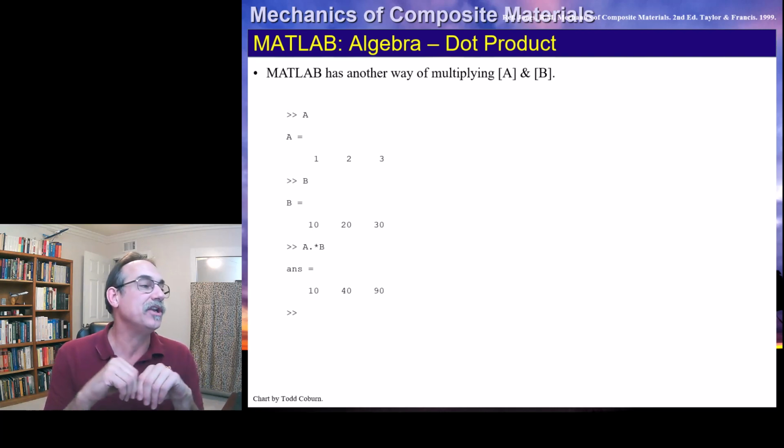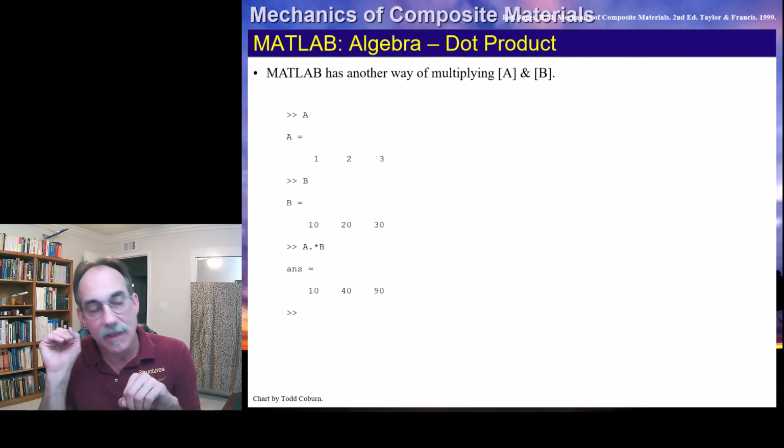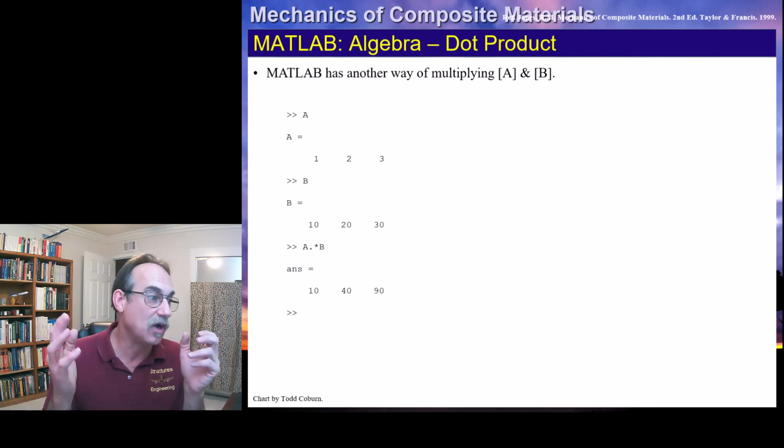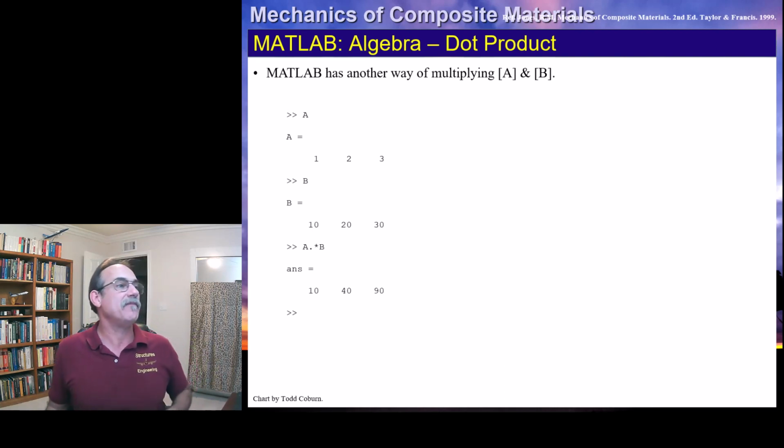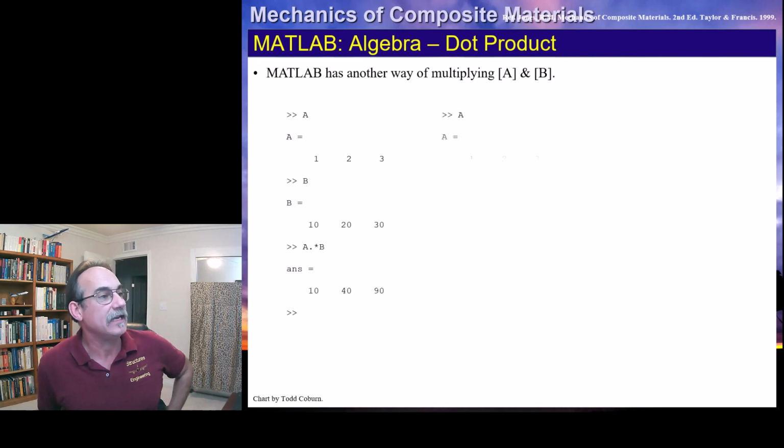So what that's going to do is take the first element of A multiplied by the first element of B, the second element of A multiplied by the second element of B, and so on. And the answer is then obviously 10, 40, 90.